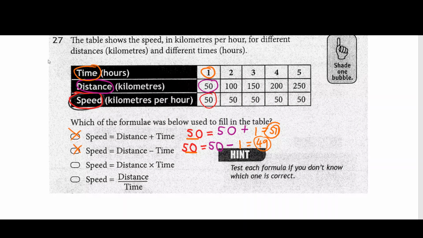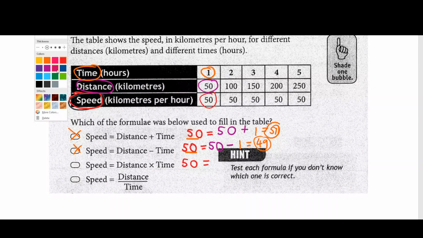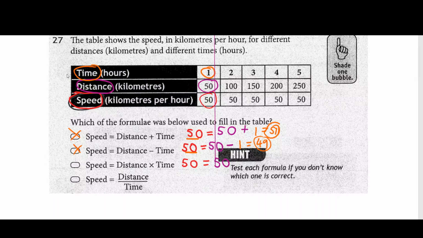It's not that one. Speed equals distance times time. Let's have a look at that. So we've got 50 being equal to 50 times by 1, which gives us, that should be an orange one because it's the time. Should be 1 there. 50 times 1, which gives us 50. So this is a possibility. Let's check the next number.